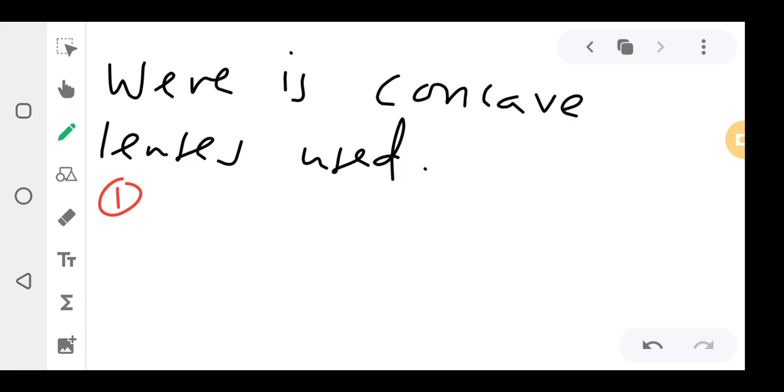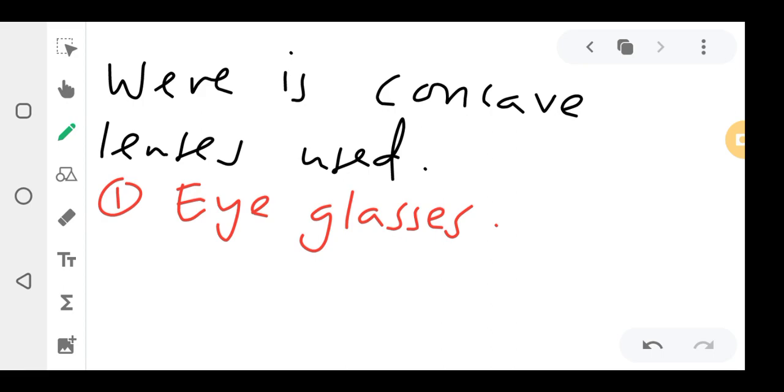Concave lenses are used in eyeglasses. For example, if someone has gone to the hospital and they can't see clearly, they go and buy glasses at the eye specialist shops. You buy them in a shop, and they give you those.